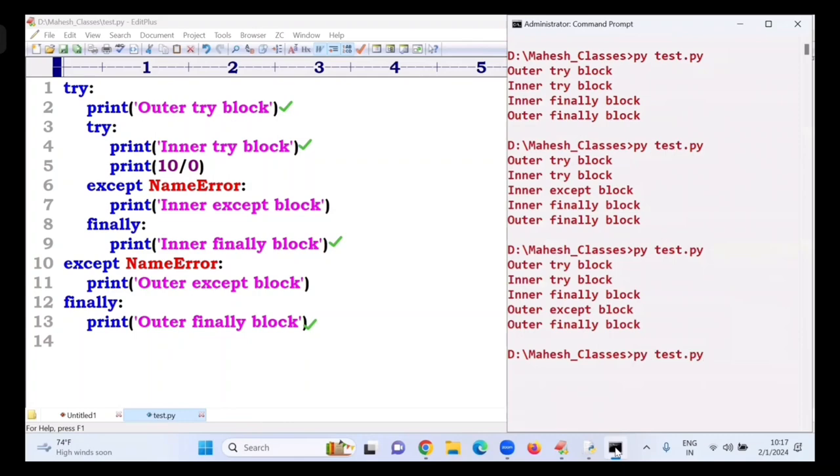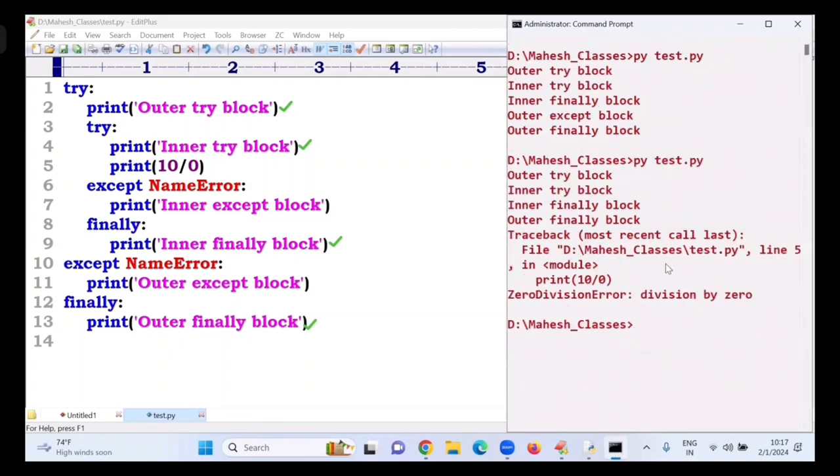Check this. Outer try, inner finally, outer finally, zero division error. Because inside you have not handled it, outside also not handled. Obviously, abnormal termination only.